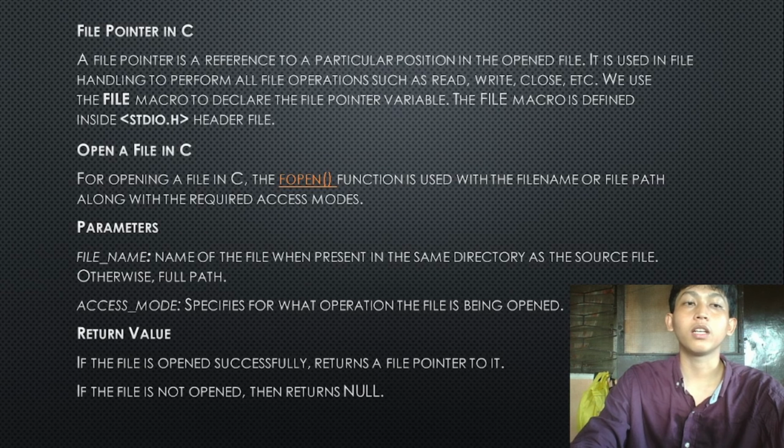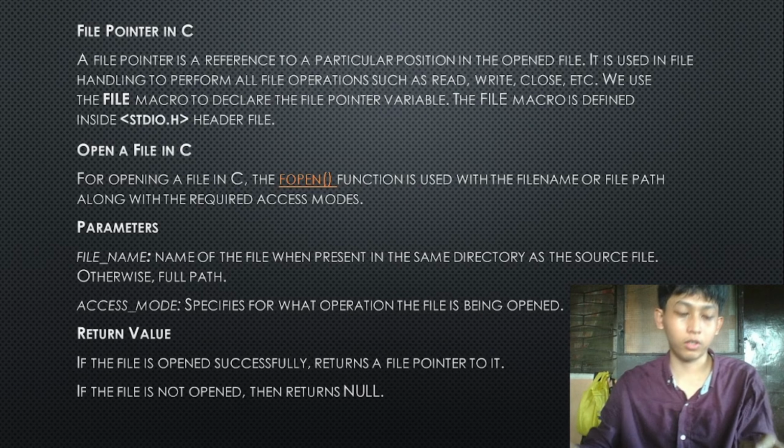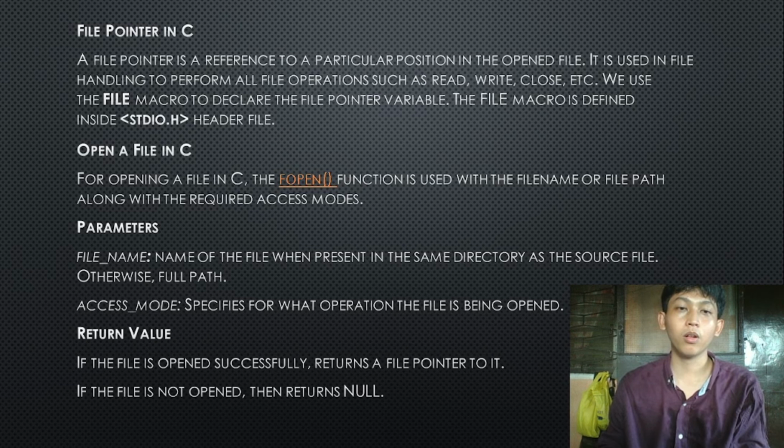File pointer in C. A file pointer in C is a reference to a particular position in the open file. It is used in file handling to perform all the file operations, such as read, write, close, etc. We use the FILE macro to declare the file pointer variable. The FILE macro is defined inside the stdio.h header file. Open a file in C. For opening a file in C, the fopen function is used with the file name or file path along with the required access modes. Let's give an example.